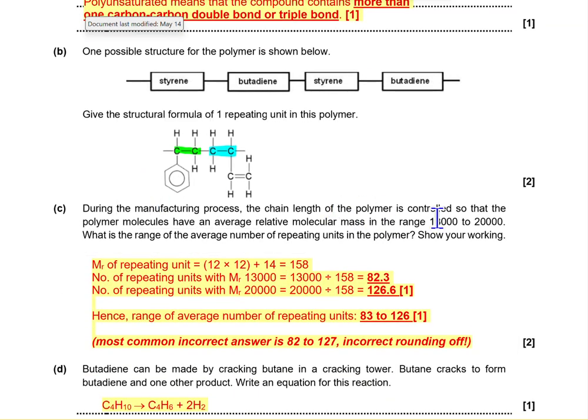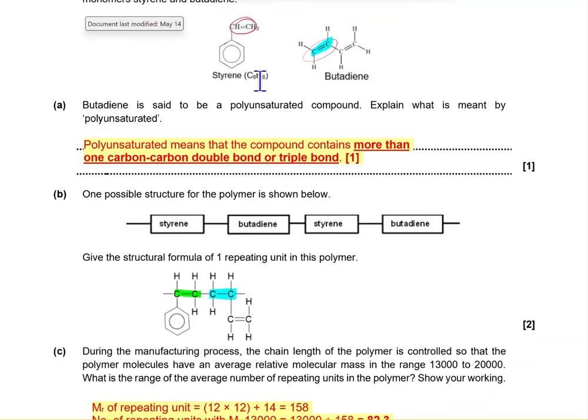Okay. Now, this polymer has a mass range between 13,000 to 20,000. So how many of these repeat units do we have? First of all, let's find the repeat unit. The repeat unit is all this down here. Based on the formula here, this is C8H8, so the styrene is C8H8. And the other one, butadiene, is 4 carbon and 6 hydrogen, C4H6.